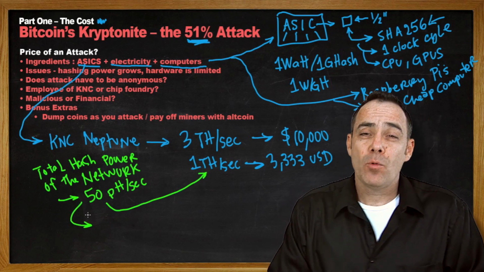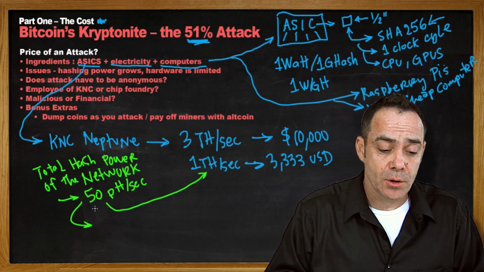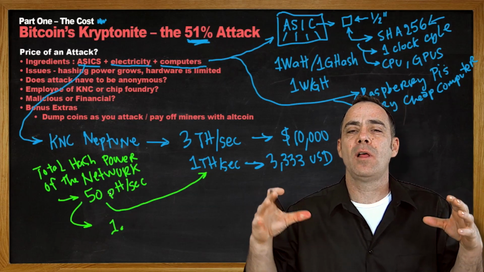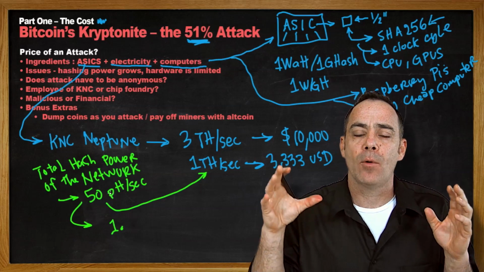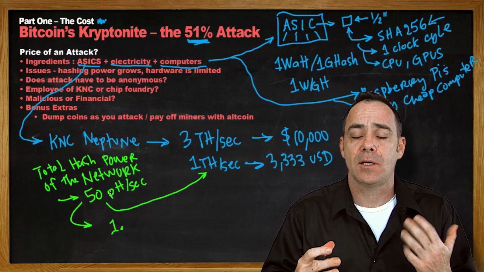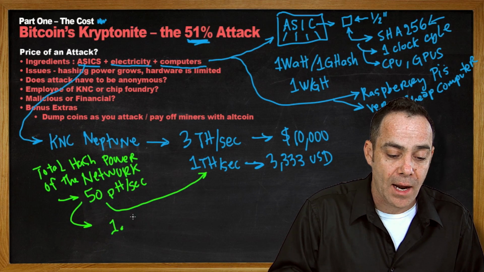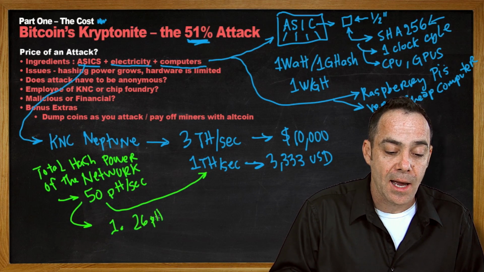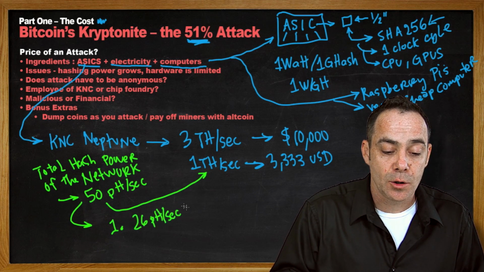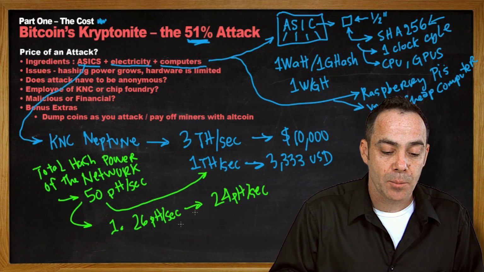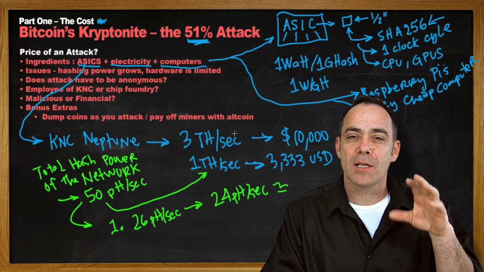So if we wanted to run a 51% attack, there are 2 ways to do it. The first way would be to somehow wrestle over half the hashing power from people that are already hashing. What you would need to do to get a 51% attack is grab around 26 petahashes from current miners, so you'd leave the rest of the network with 24. That's not perfectly 51%, but for a 51% attack, it's the approximation that matters, all right?